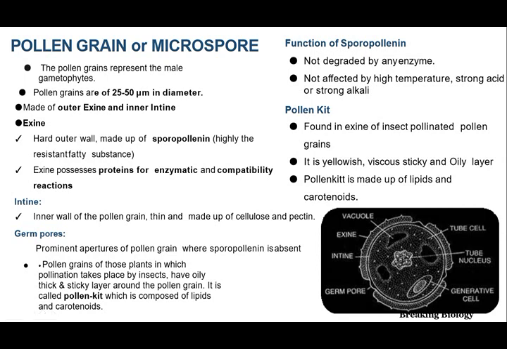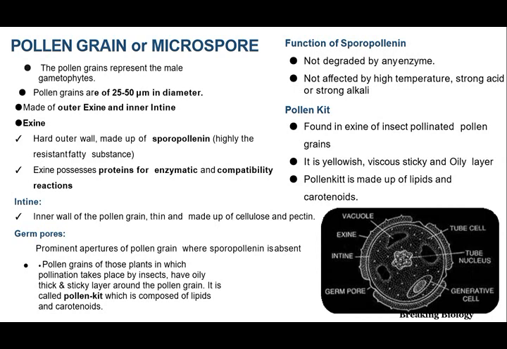Now, in insect pollinated plants, the exine has a layer called the pollen kit. Pollen kit is a yellowish, viscous, sticky and oily layer, and it is made up of lipid and carotenoids. The function of the pollen kit is that when the insect comes for gathering the nectar, this pollen kit present on the wall of the pollen helps in attaching the pollen to the body hairs of the insect so that pollination can occur. So pollen kit is found in the pollen grains of insect pollinated plants.